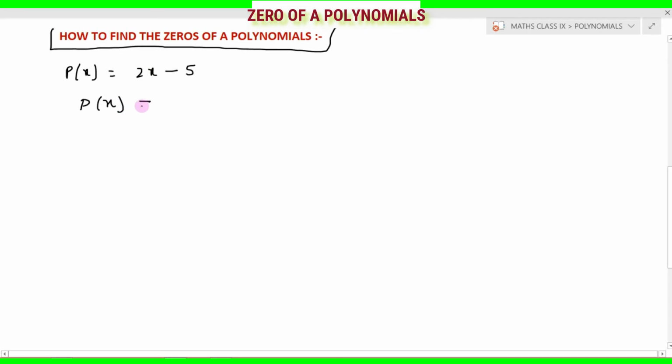So p(x) equal to 0. Okay. And we know the p(x) is 2x minus 5. This is equal to 0. This much only you have to keep in mind. Thereafter you will get an equation to solve.